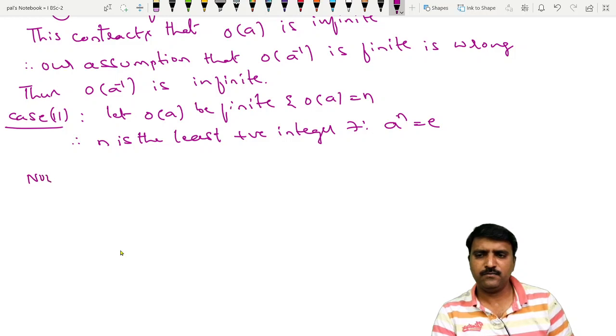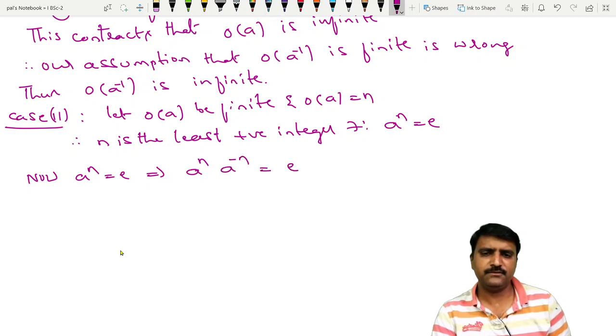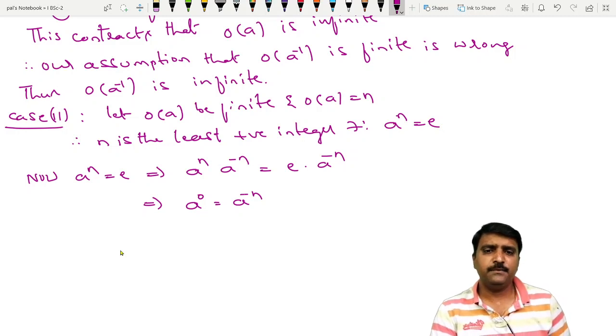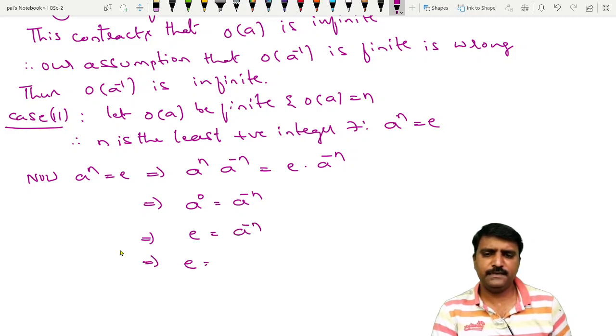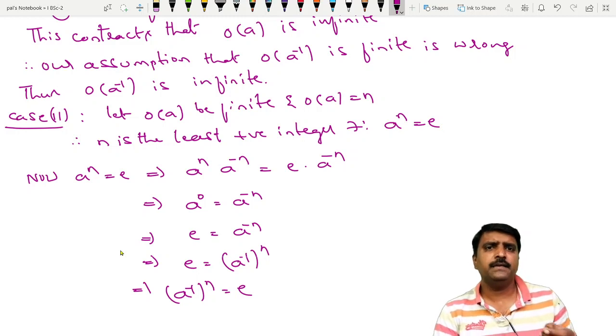Now a to the power of n is e, which implies that you operate both sides with a to the power of minus n. A to the power of n into a to the power of minus n is equal to e into a to the power of minus n, which implies that a to the power of 0 is equal to a to the power of minus n, because if you operate any element with the identity element e, the same element comes. So e is equal to a to the power of minus n, and you can write a to the power of minus n as a inverse to the power of n. That implies that a inverse to the power of n is equal to e. If you write the power of a inverse as n, then it gives the identity element.